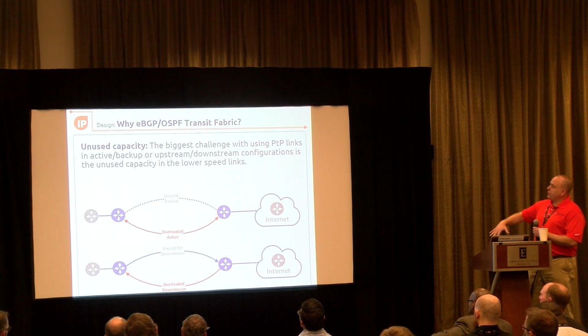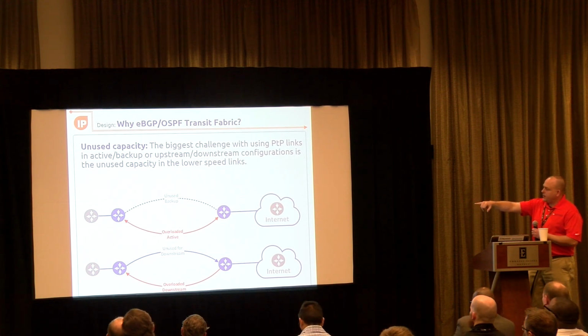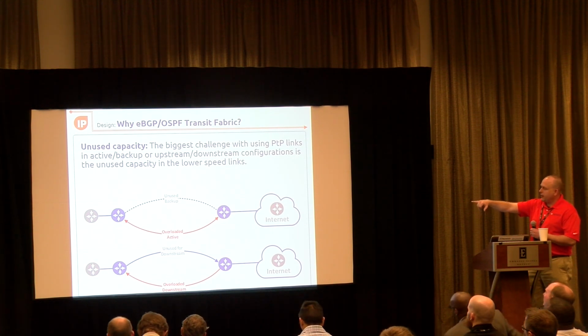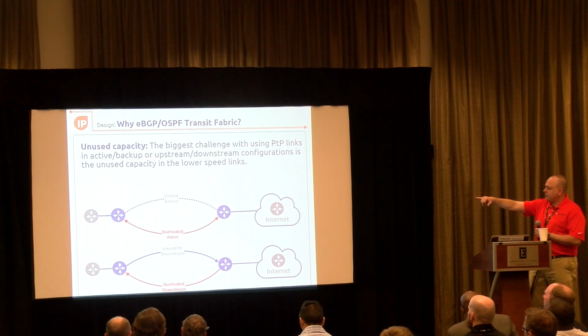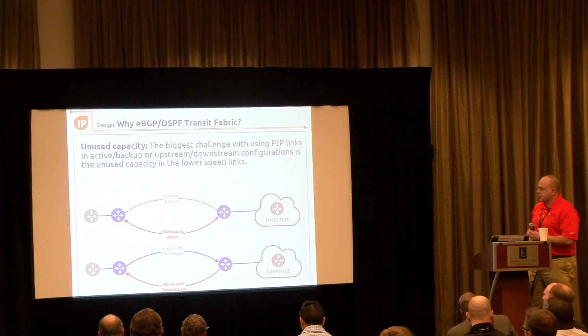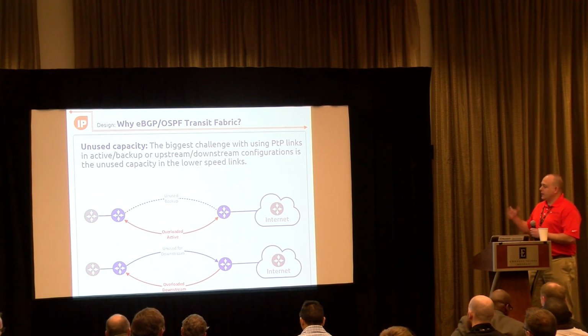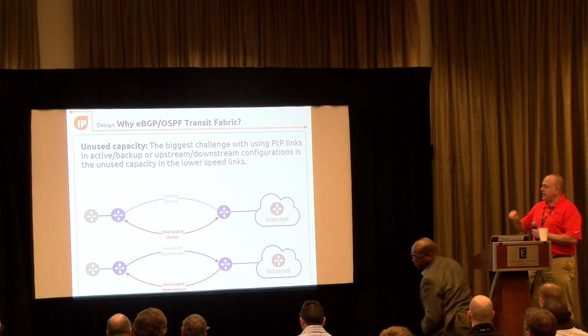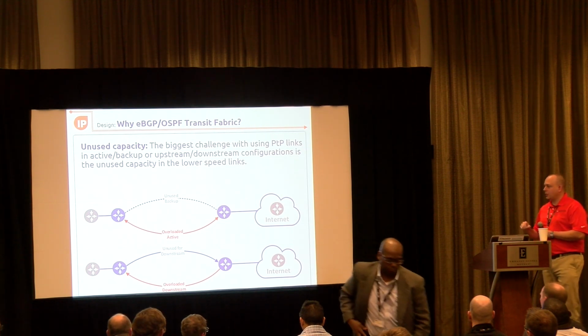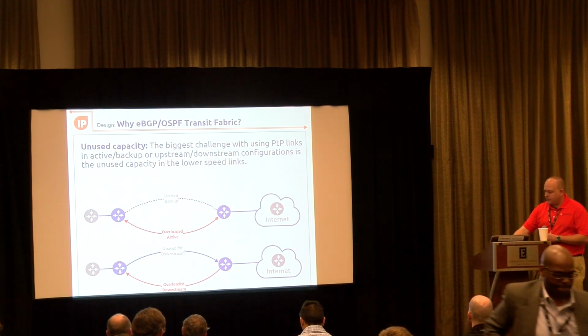So in going further before we get into the OSPF transit fabric, in the upper half, we have an overloaded active link and an unused backup. And then in the bottom, we have a link that's unused for downstream and then overloaded on downstream. So again, you can see where pinning traffic to different paths for very specific purposes gets you into trouble if you need to leverage that bandwidth.